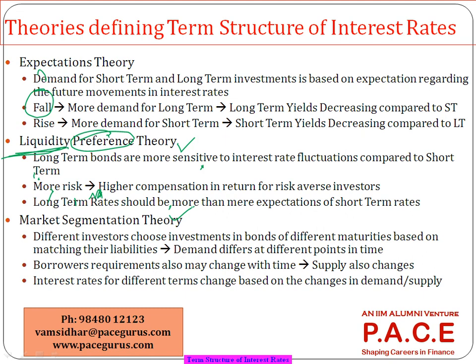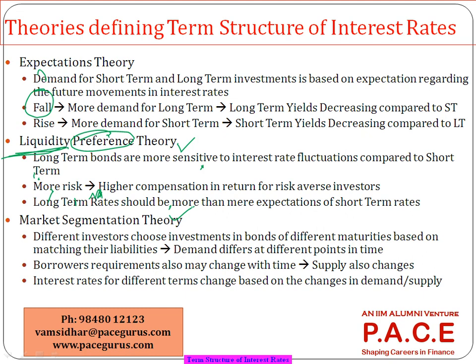Similarly, on the other side, the borrowers, whether corporations, government or various other entities who borrow through these fixed income securities, even their requirement changes. Last year, most of them might have borrowed, but this year the number of short-term borrowings is much lesser. So even the supply differs. Depending on how demand and supply vary for short term versus long term investment, this theory says that the interest rates for short term versus long term also differ.